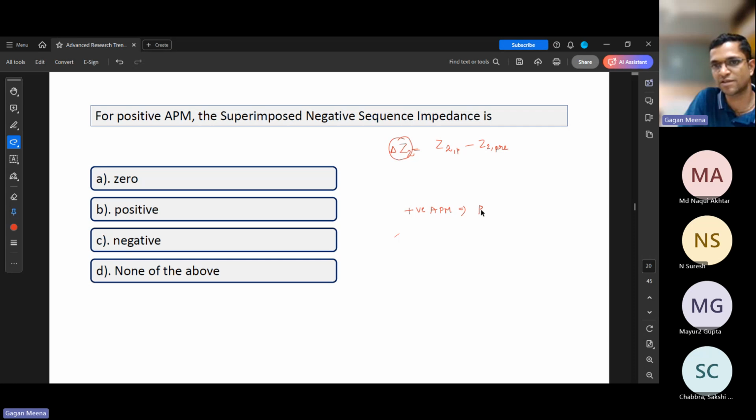This means P load is greater than P generation, an active power mismatch, right? What will happen if load is more than generation? Voltage will reduce, and if voltage reduces, then the impedance will also reduce. So Z2 will reduce. Then the superimposed negative sequence impedance will be negative in this case.